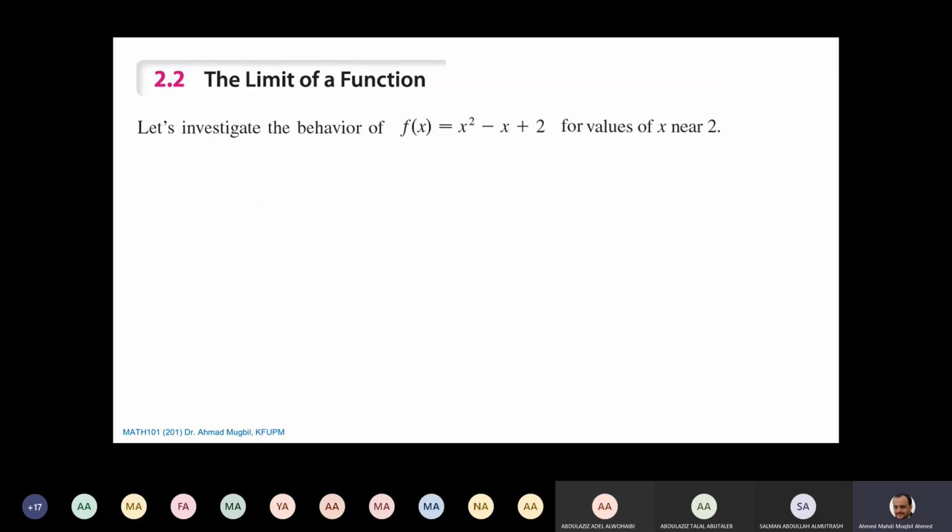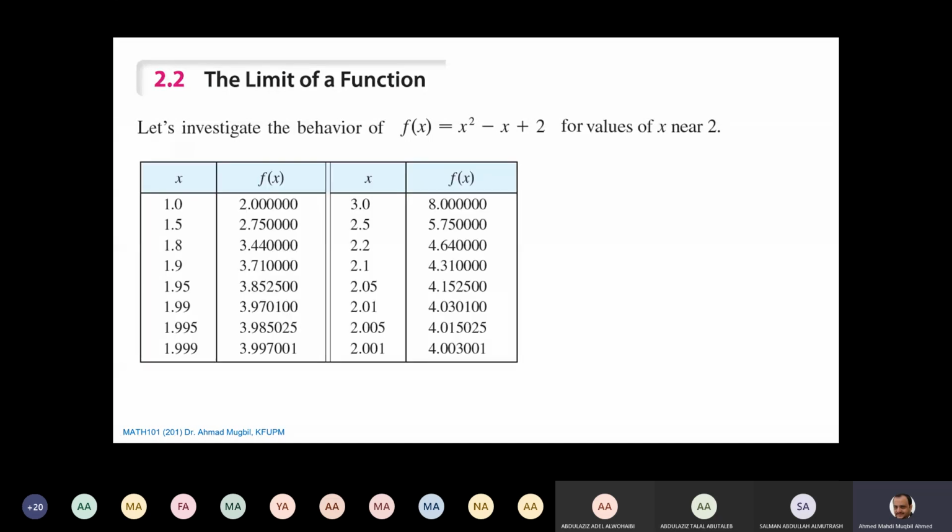If you remember in 2.1, we have studied the tangent problem. In the tangent problem, we have realized that the limits of the slopes of the secant lines will be the slope of the tangent lines. Look at this function, for example. What will happen when x is around 2, near 2? For example, when it is 2.1, 1.9, and so on.